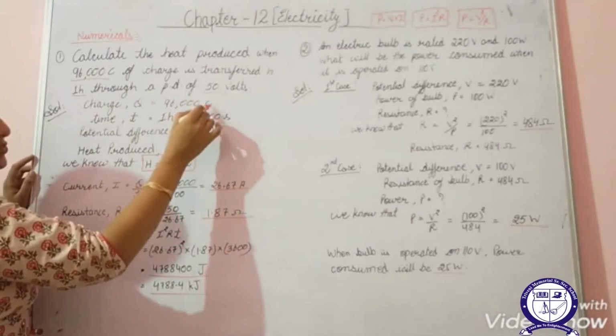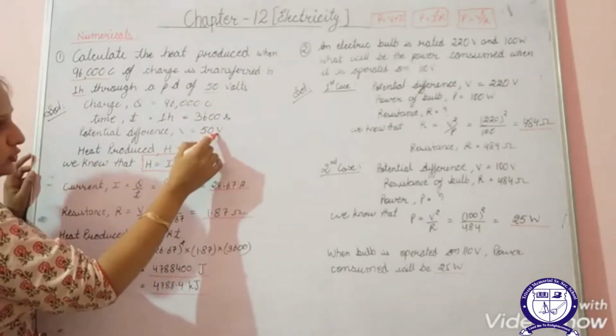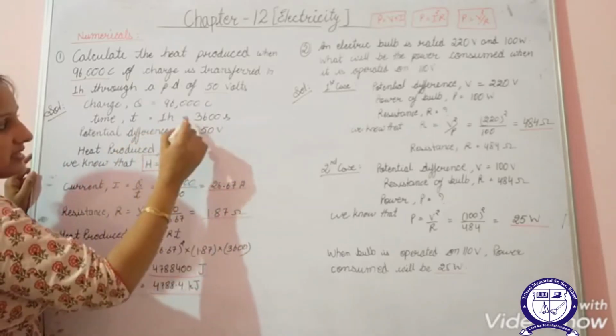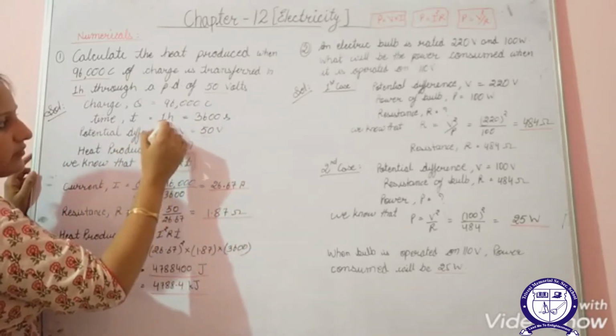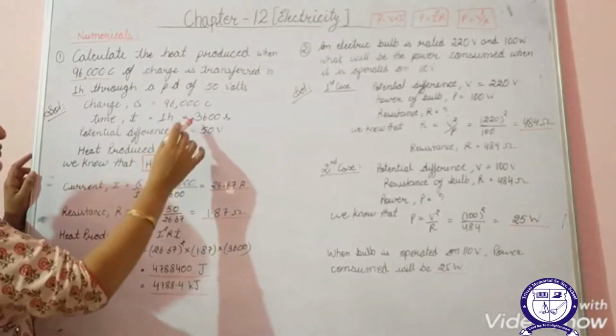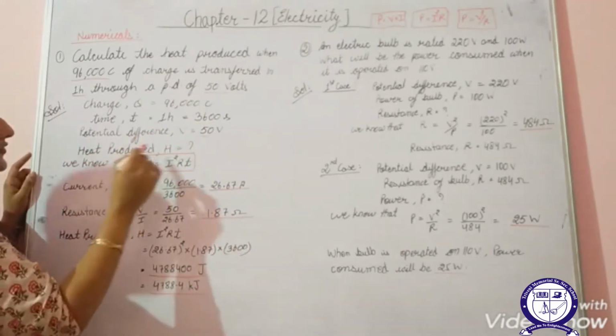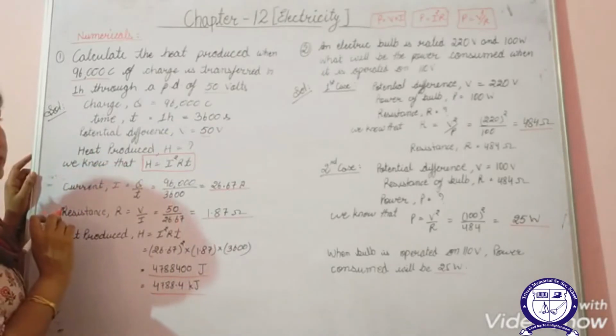Charge is already in coulomb, no need to convert. Potential difference is already in volt, no need to convert. But time here is in hour, and what we want should be in seconds. So we'll convert time from 1 hour into seconds. That comes to be 3600 seconds. Now we have to calculate the amount of heat produced.